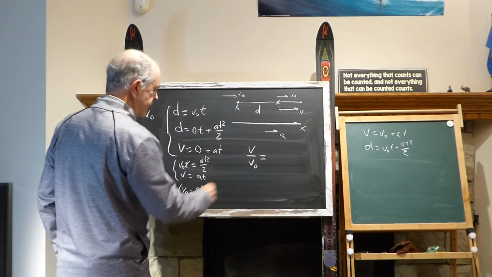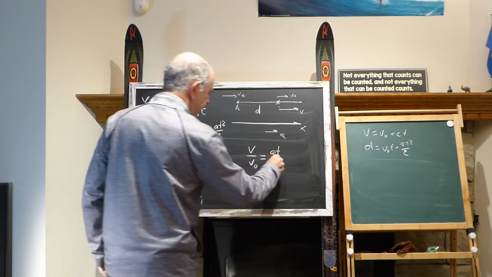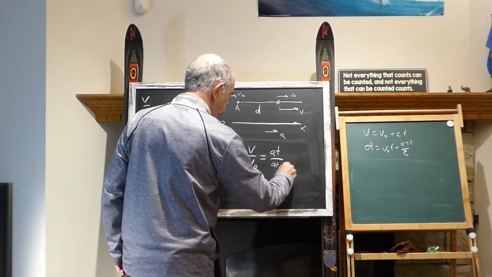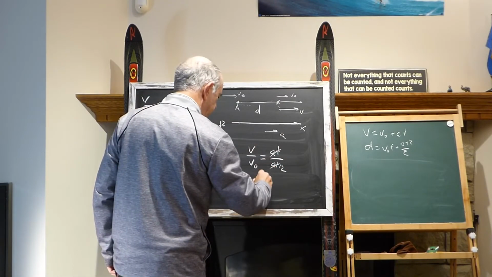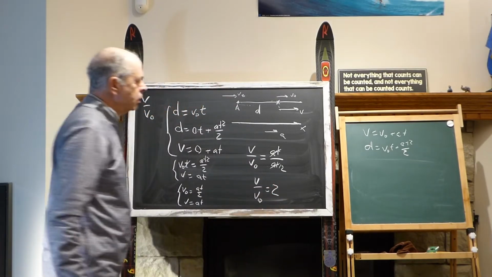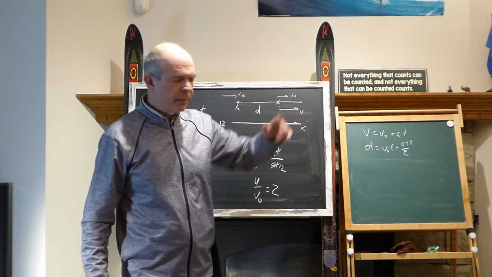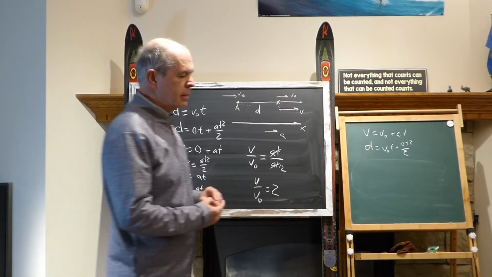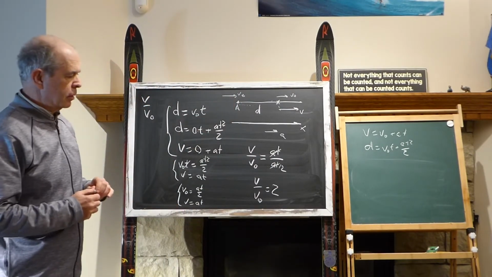Equal, I divide this over this, at over 2. At is gone, 2 goes up, v equals 2 v0. That means that the moment the car catches up with the bicycle, its speed is twice as big as the speed of the bicycle, because the bicycle moves with a constant speed.